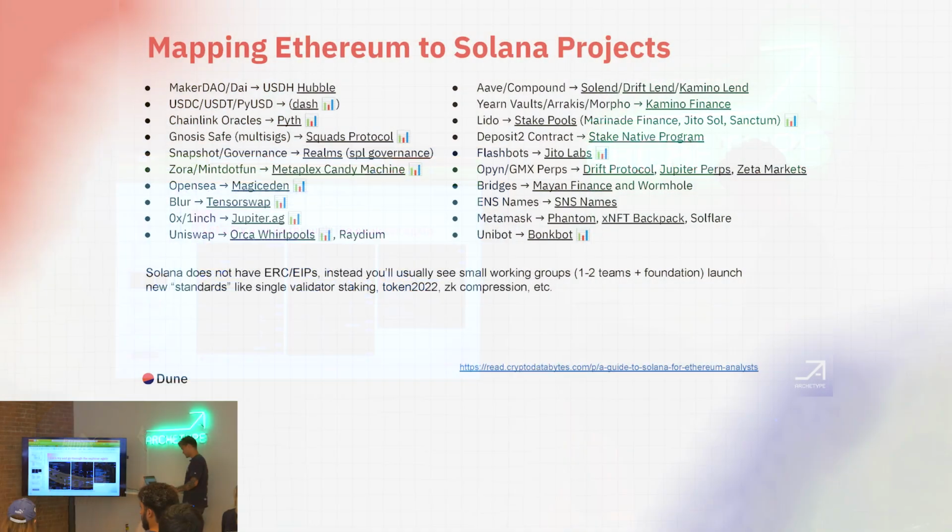Cool, I get the feeling I'm coming up on time. So very quickly, here's a mapping of Ethereum to Solana projects. I have a whole guide that goes really deep into this. I saw everyone step forward. Everyone's like, I know this. You have all of your equivalents: for Maker, for Chainlink, Chainlink goes to Pyth, Gnosis Safe goes to Squads, Zora you've got Metaplex, Candy Machine, what else, Yearn, Morpho, all of that. You have Kamino, I love Kamino. Lido, you have stake pools.